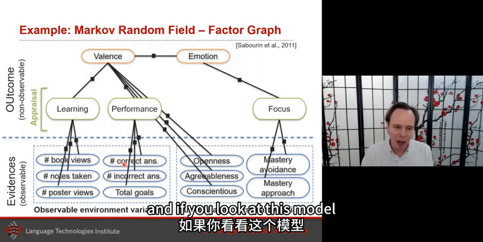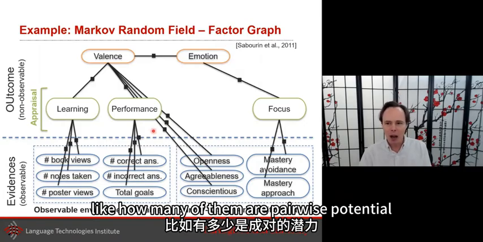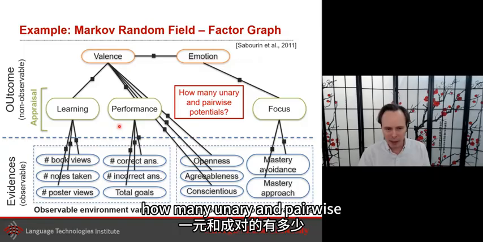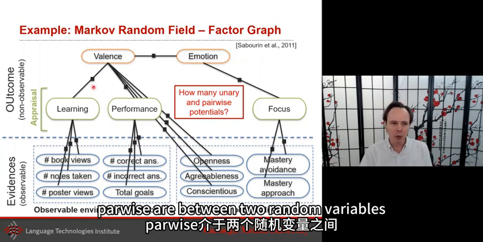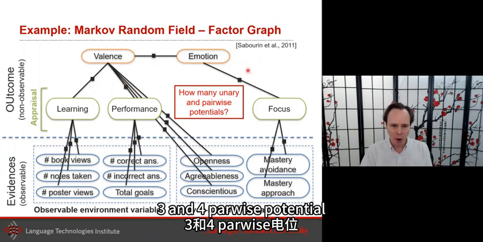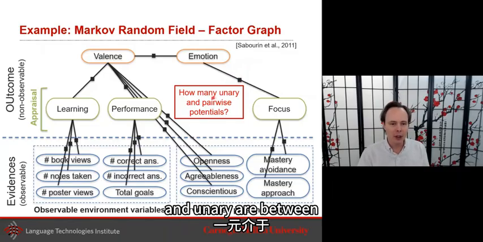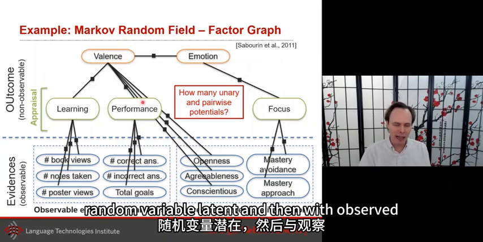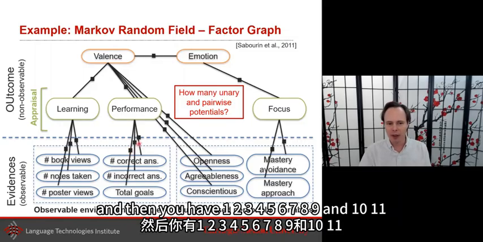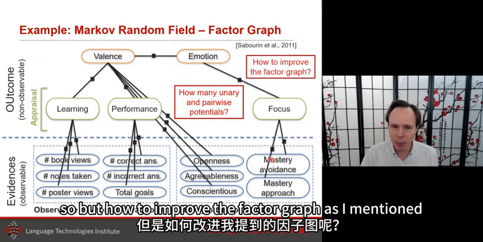And if you look at this model, how many of them are pairwise potentials and unary potentials? How many unary and pairwise? Pairwise are between two random variables. So you have 1, 2, 3, and 4 pairwise potentials, and unary are between a random variable, latent, and an observed variable, and then you have 1, 2, 3, 4, 5, 6, 7, 8, 9, 10, 11. But how do we improve the factor graph?